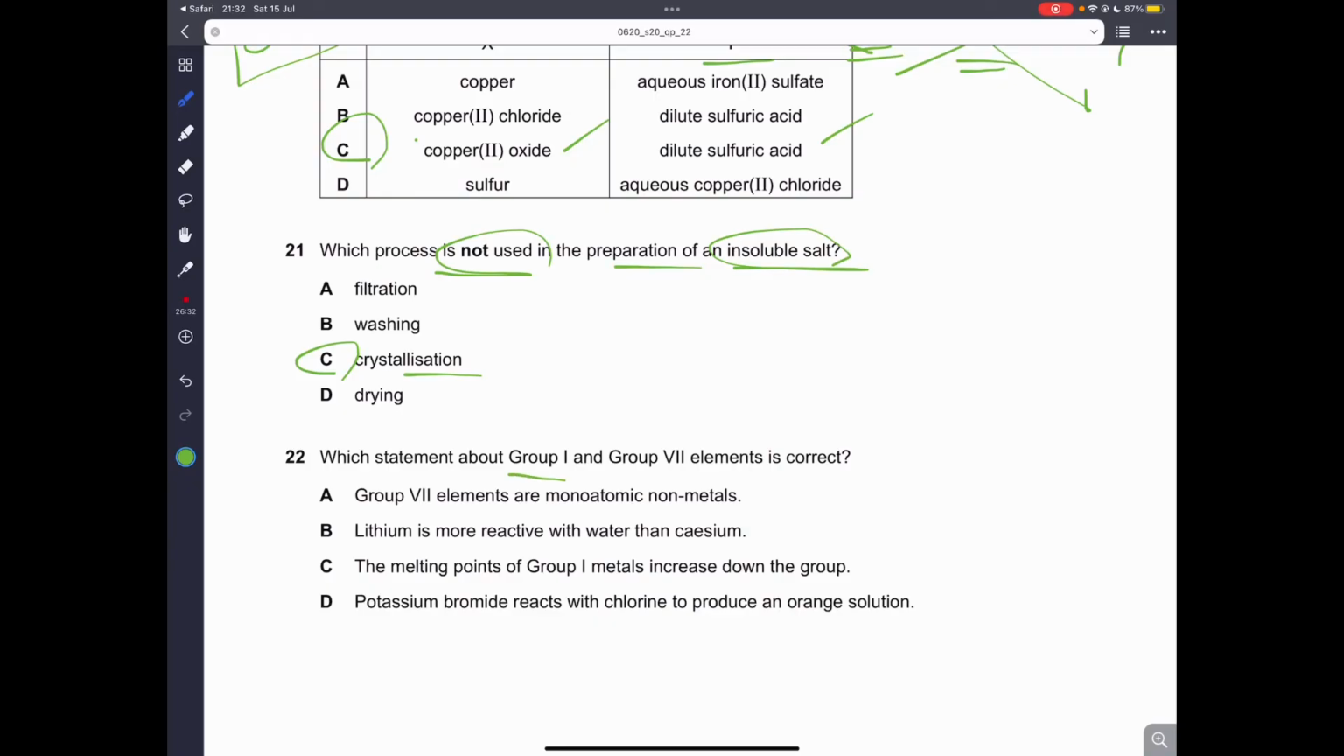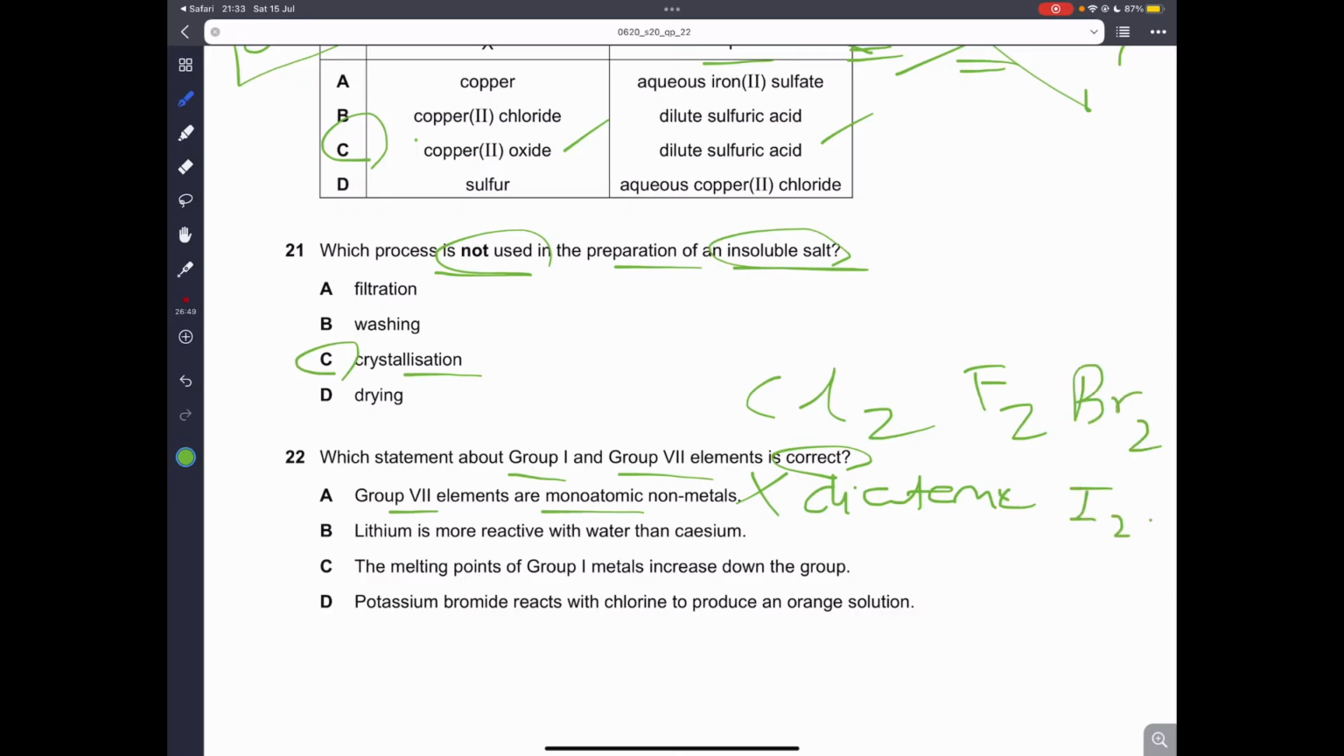Question 22. Which statement about group 1 and group 7 elements is correct? Group 7 elements are monoatomic. This is wrong. They are diatomic. So we have Cl2, F2, Br2, I2, and so on. Lithium is more reactive with water than cesium. This is wrong, because cesium is further down group 1, and therefore it is more reactive, and lithium is less reactive than cesium.